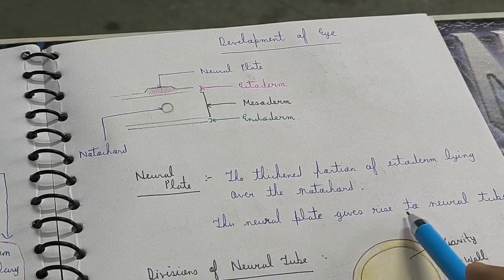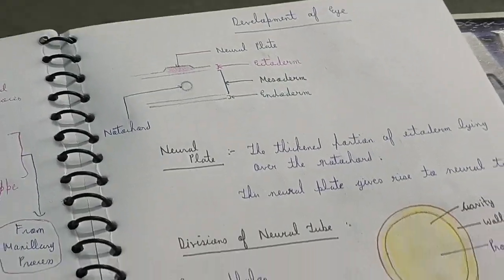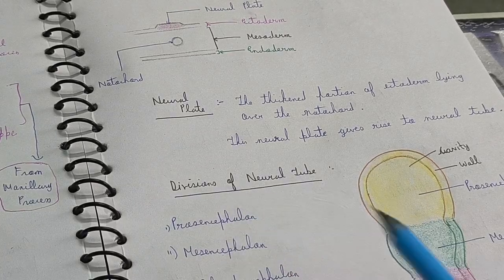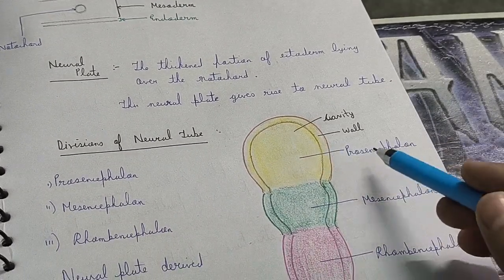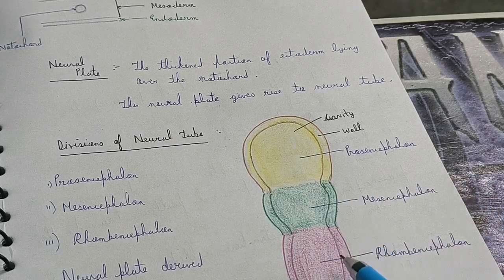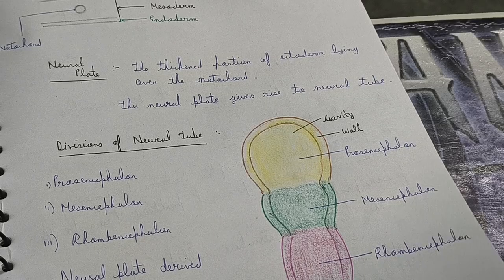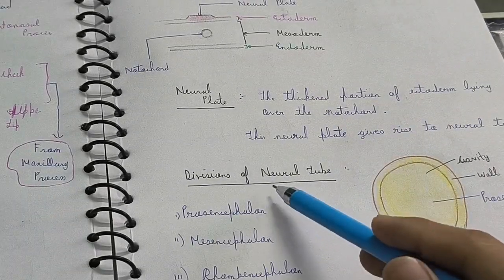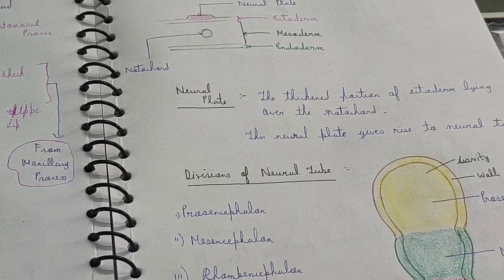and this neural plate gives rise to the neural tube. So this is the neural tube. Now I will discuss the divisions of the neural tube. Here you can see that there are three divisions. The first one is the prosencephalon, the second one is the mesencephalon, and the third one is the rhombencephalon. Therefore I have written that divisions of neural tube: prosencephalon, mesencephalon, rhombencephalon.